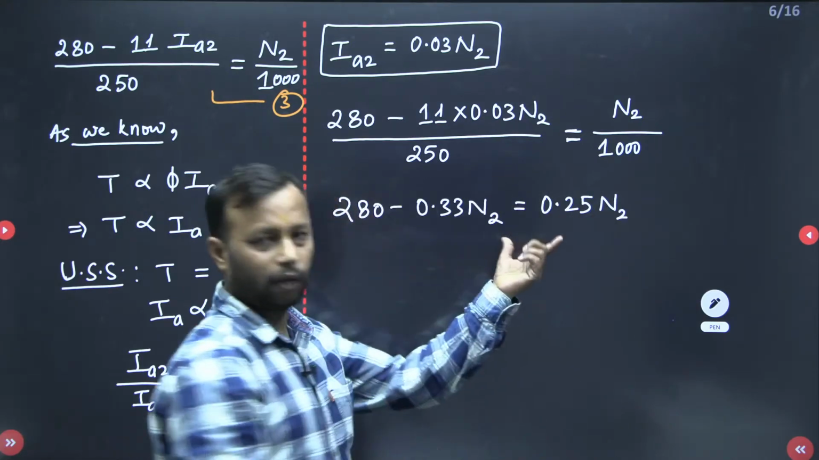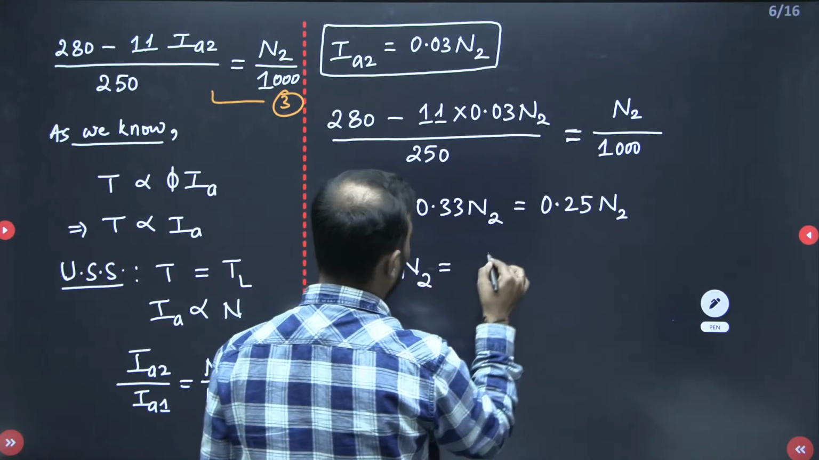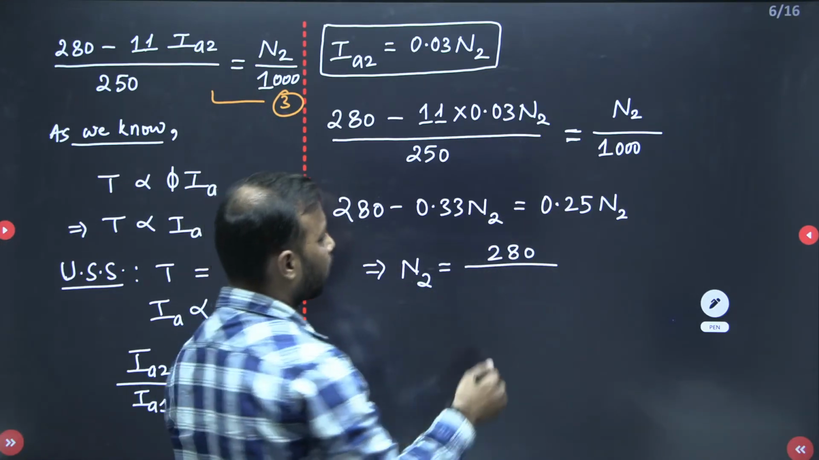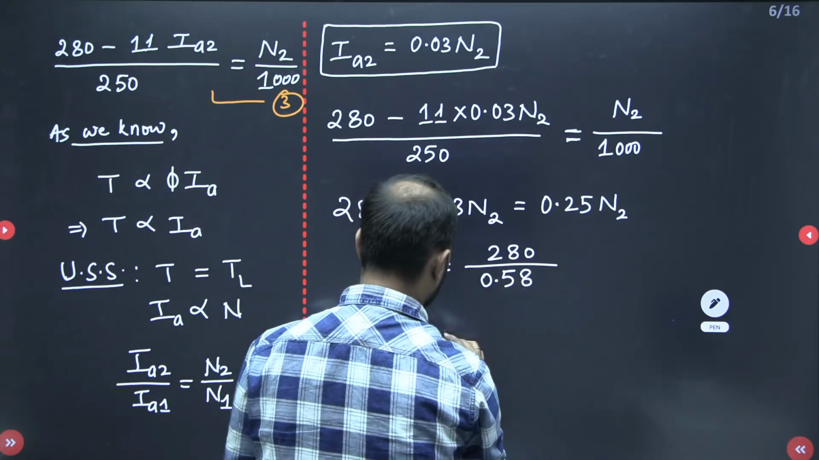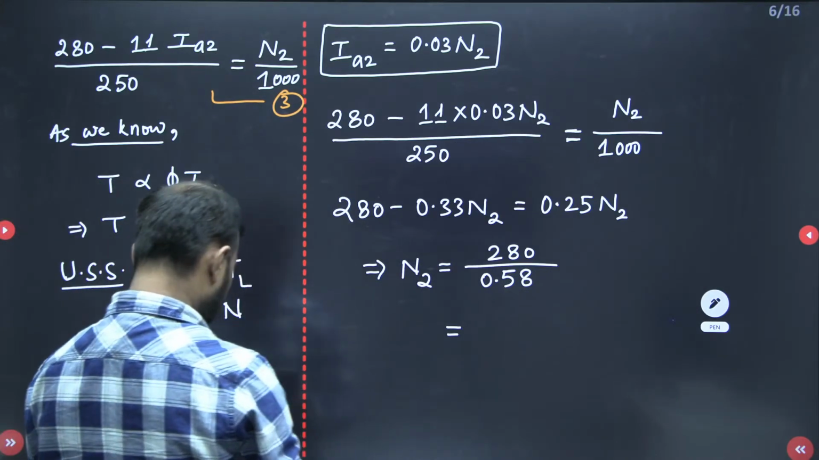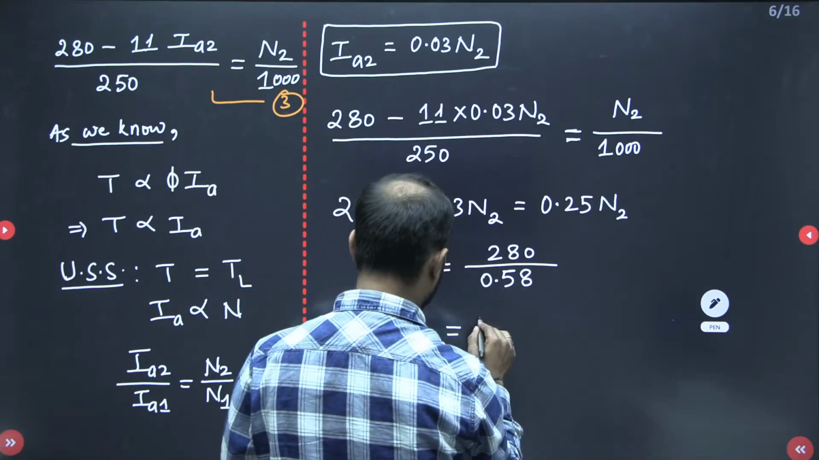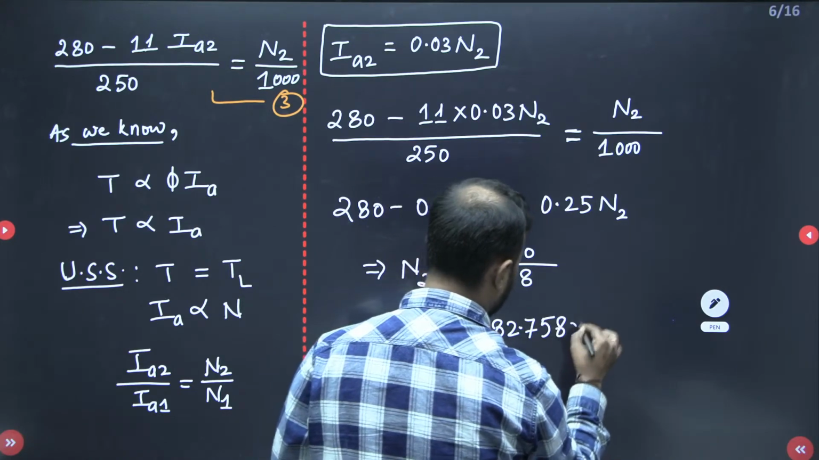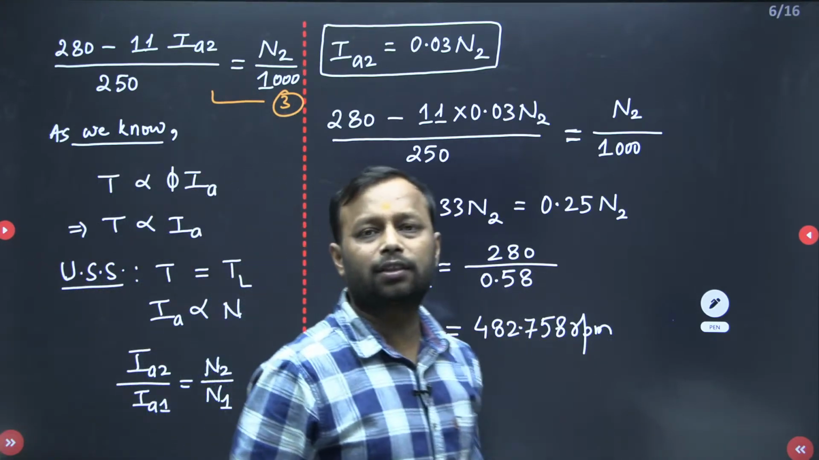So N2 is equal to 280 divided by, after adding the two terms and bringing to the denominator side, 0.58. On solving this, let me calculate: 280 divided by 0.58. I am getting the value 482.758 RPM. So this is not going to be your answer.